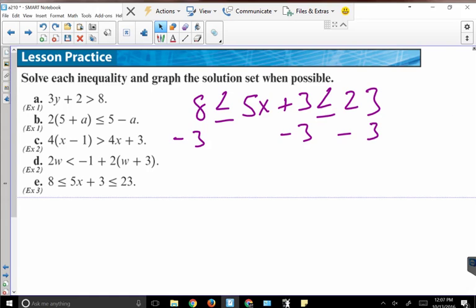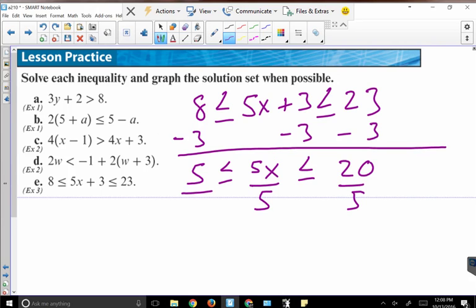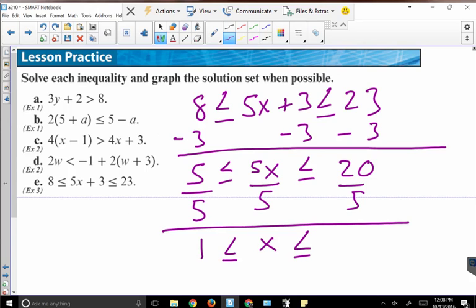So, it's basically making sure that we keep everything in order. If I do one thing to the middle, I've got to do the same thing to the left, same thing to the right. So what we end up with here is, correction, 5 less than or equal to 5x less than or equal to 20. If I was able to subtract everything by 3, could I divide everything by 5? Perfectly legal. Divide by 5, divide by 5, divide by 5. So that means now I have 1 less than or equal to x less than or equal to 4.